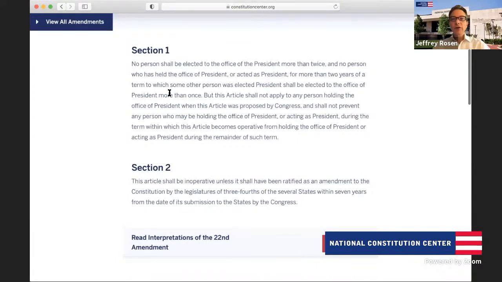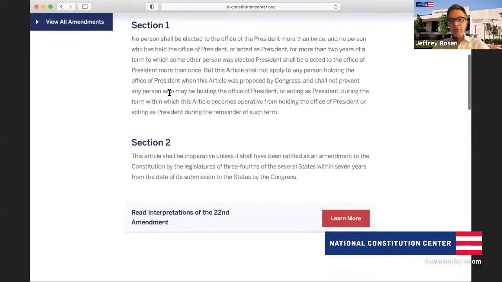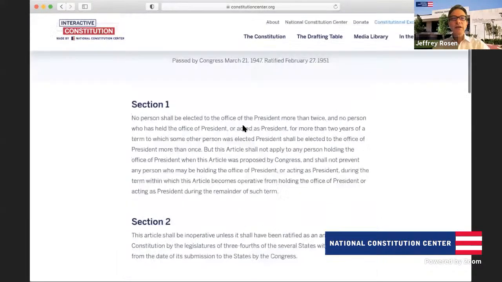But it doesn't apply to anyone holding the office when it was proposed. So it wouldn't have prevented Harry Truman from running again. Remember, he took over after most of Franklin Roosevelt's first term, served a second term, chose not to run for a third term. This amendment wouldn't have prevented him from doing that. So that's the 22nd Amendment.